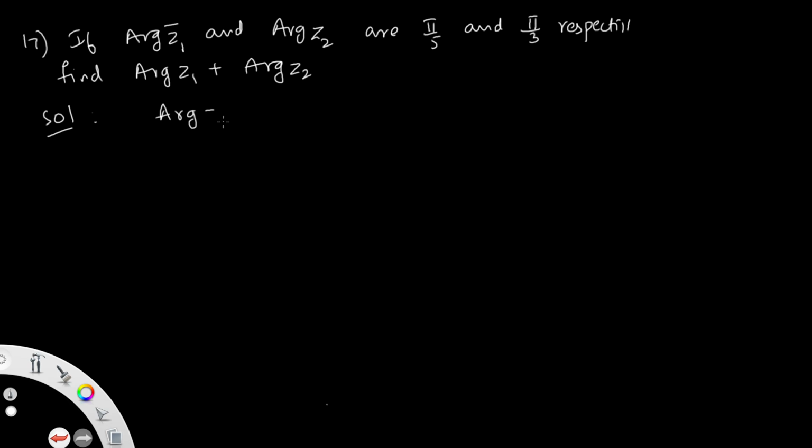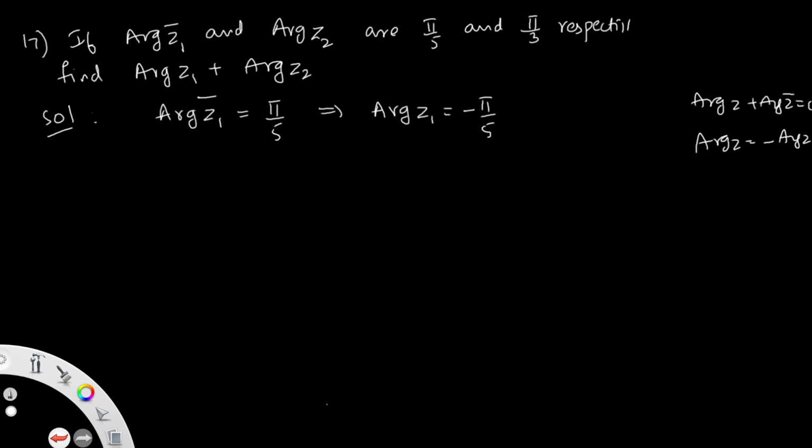The argument of z1 bar is given as pi by 5. Then we can write the argument of z1 equal to minus pi by 5. Since the argument of z plus the argument of z bar is equal to 0, the argument of z equals minus the argument of z bar. So if it is theta, the argument of z1 is minus theta. Now we have to find only the argument of z1, that is minus pi by 5.